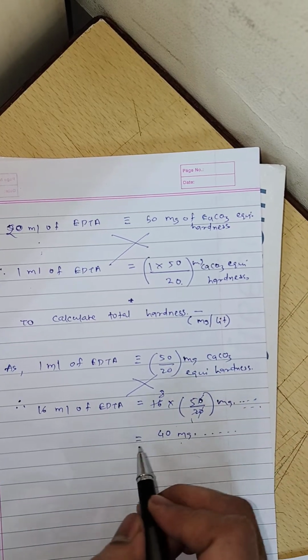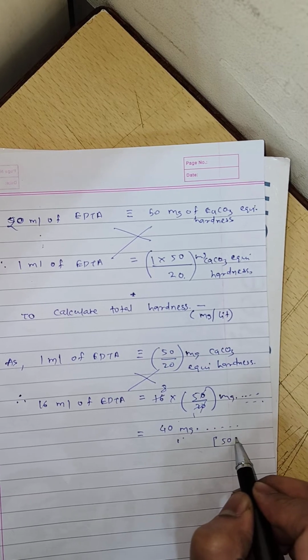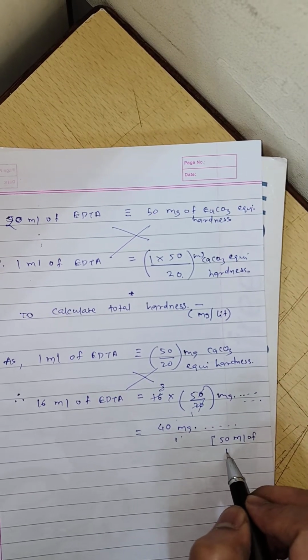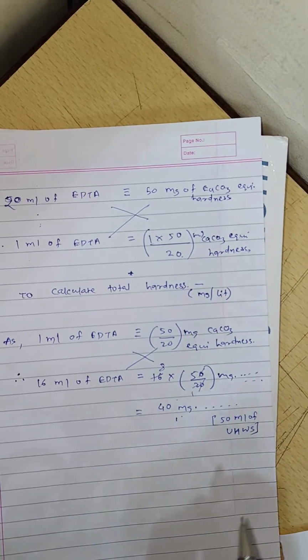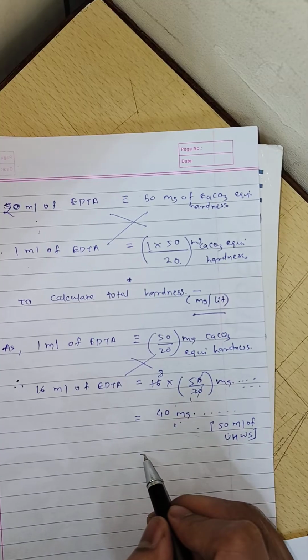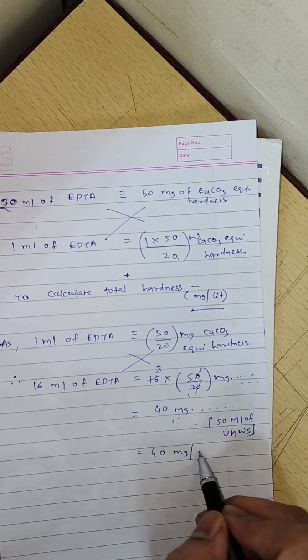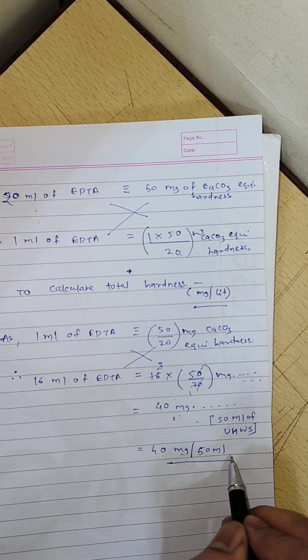So now this 40 milligram will be in 50 ml of unknown hard water sample. Okay, but we want what? We want milligram per liter. So this is milligram per ml. So this is nothing but what? 40 milligram per 50 ml. So we want milligram per liter.